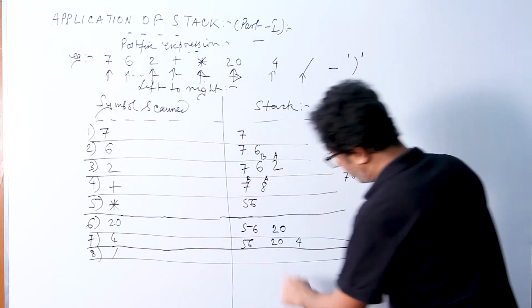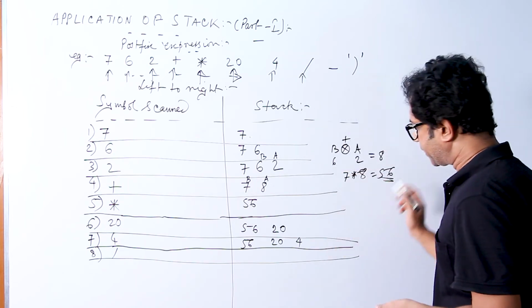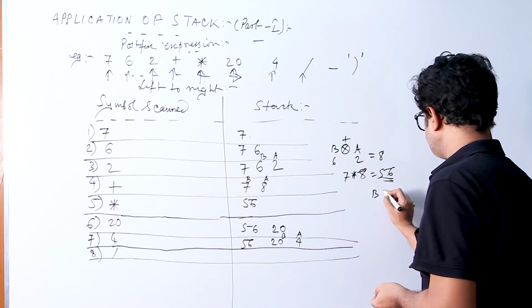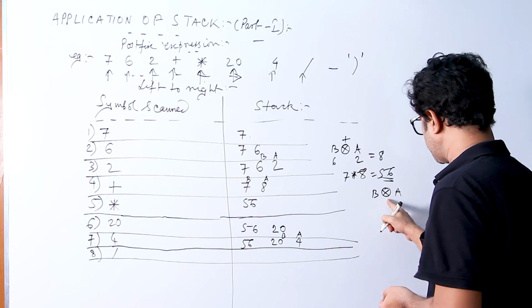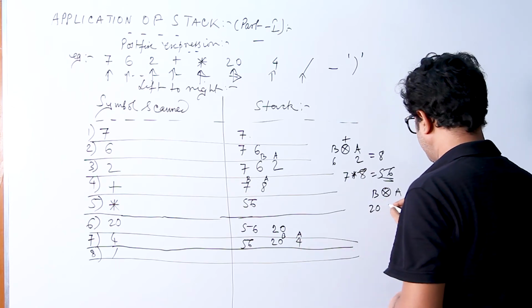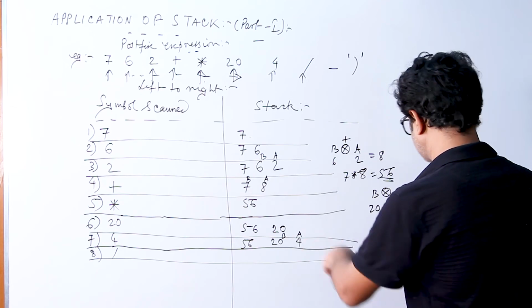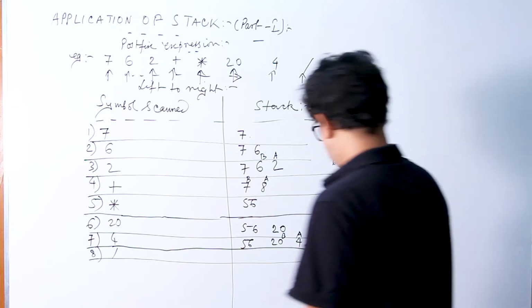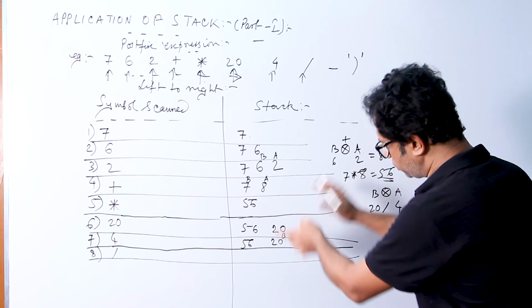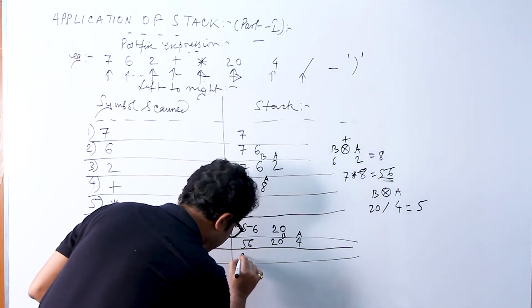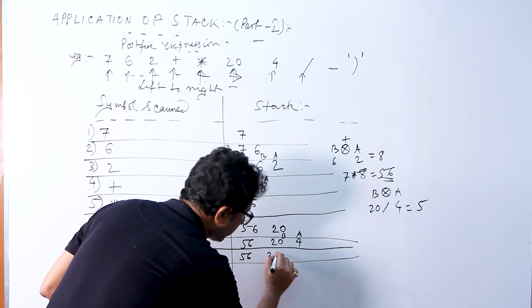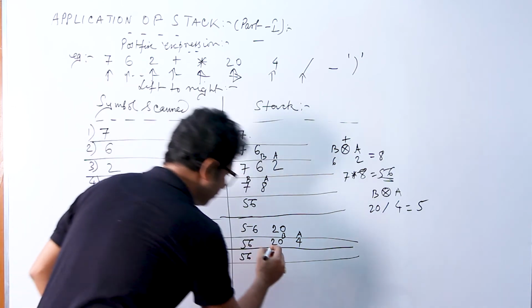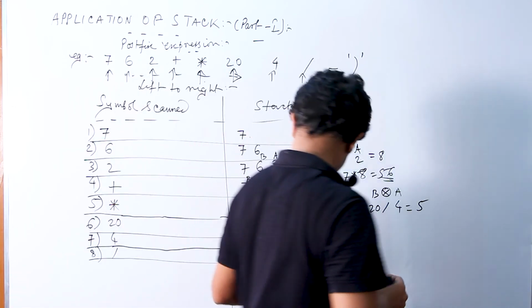When an operator is encountered, we again perform that type of operation, that is B operator A. So the top element is A, the next to top element is B. So B operator A means here B is 20, the operator is slash and A is 4. So our result will be 20 divided by 4, that is 5. Now I will push this 5 back to the stack and the stack looks like this, 56 followed by 5. So 5 is the top of the stack now.